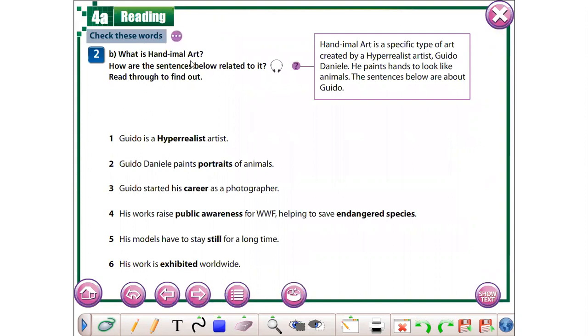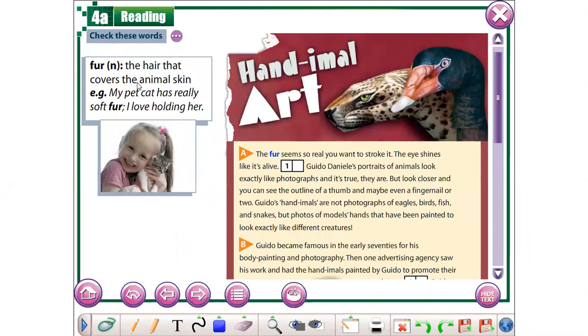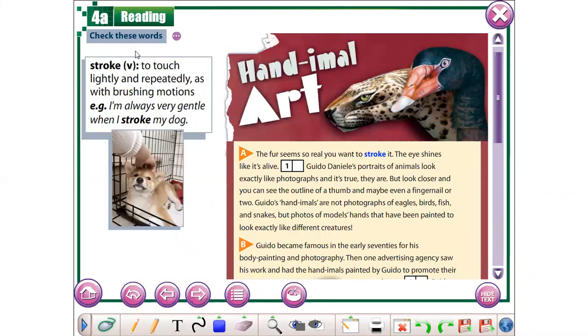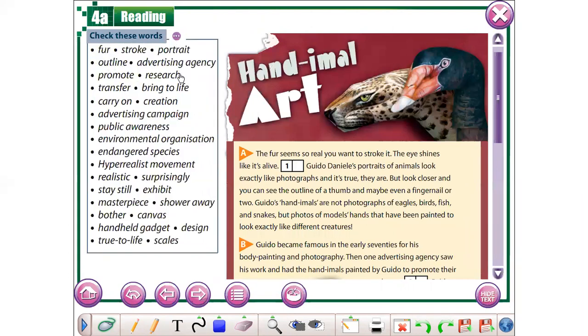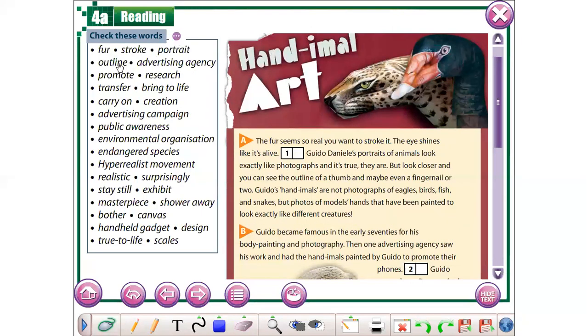Okay, good. Now, let's check these words. These words are found in your student book. Fur: the hair that covers the animal. Fur, pelaje. Stroke: to touch lightly and repeatedly, as with brushing motions. Stroke, acariciar. Portrait: a drawing of a person or an animal. Portrait, una pintura de una persona o animal.